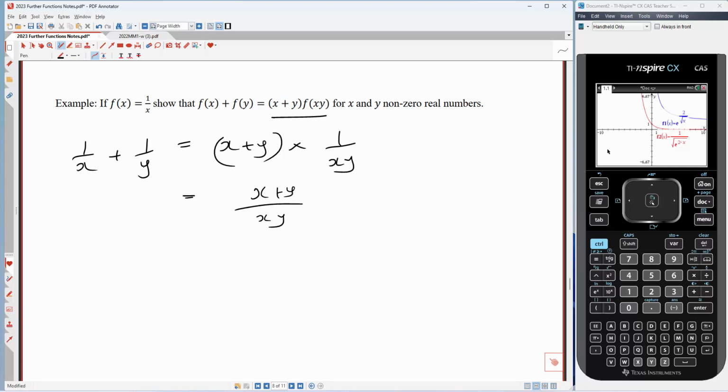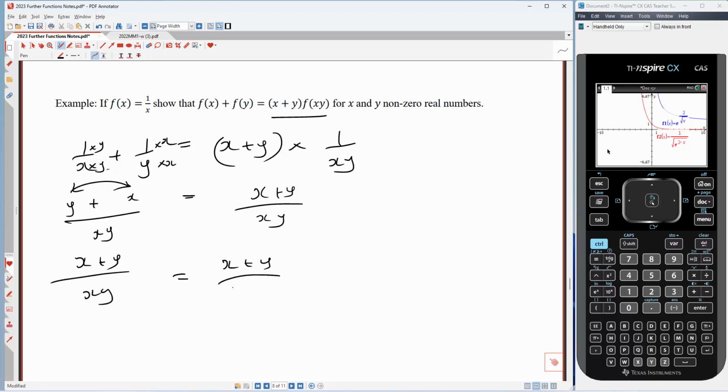Now, how are we going to get this to happen? Well, I can see here that I'm going to times this side by y, and I'm going to times this side by x, to create a common denominator. So I've got y plus x all over xy, and if I reverse those around, I've just got x plus y over xy equals x plus y over xy.